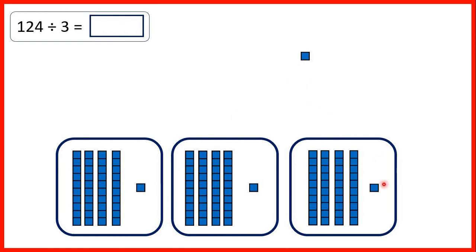We can share out 3 of our ones to get 1 one in each group, but we can't share out this 1 here because we need equal groups when we divide. So our answer is 41 remainder 1 because we have 4 tens and 1 one in each group, and then we have 1 that we can't share out, so that's our remainder.